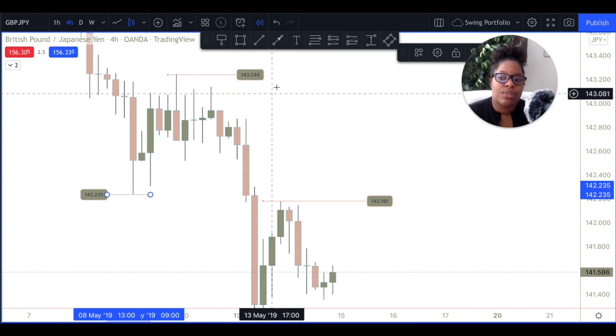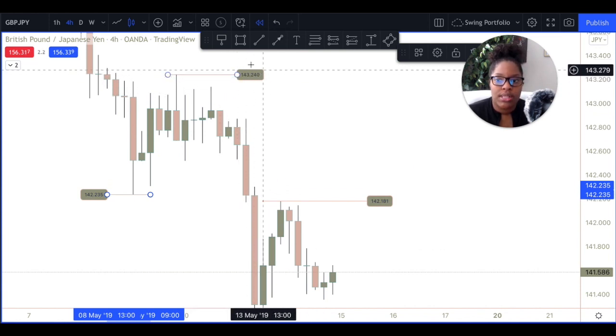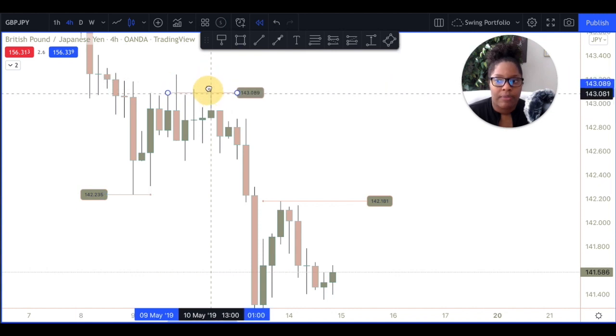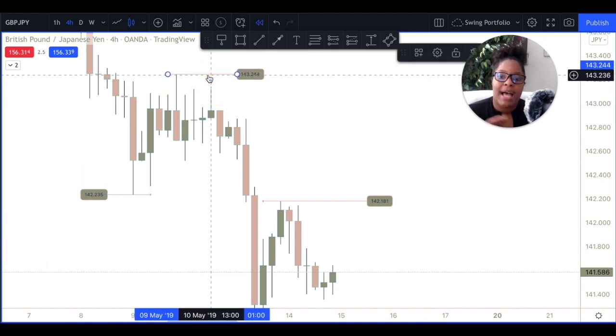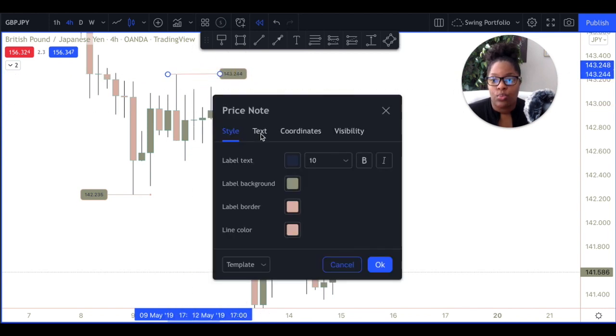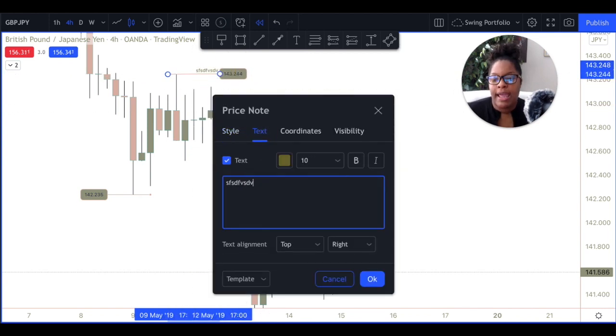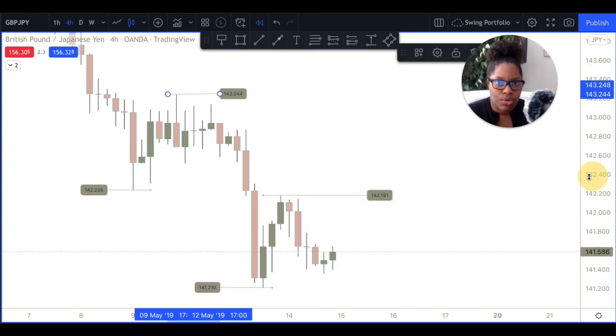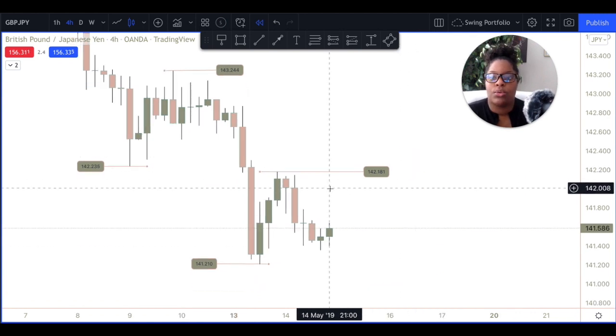I like using this one because it shows the exchange rates at my highs and lows. If I move it, obviously the exchange rate changes, but I can change the color, I can extend it, and I can write on this tool. That's actually why I like using it, because then I don't have to use the T function for the text. So it has multiple purposes in one tool.